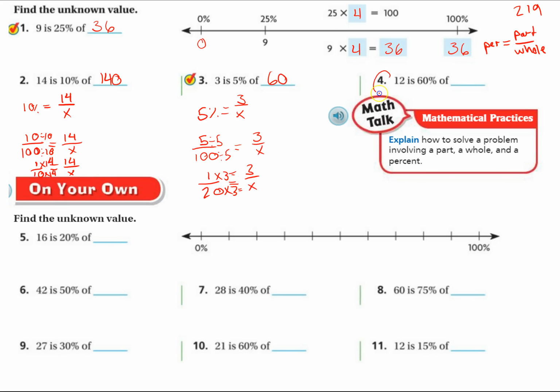Okay. I'm going to let you do number 4 on your own. Once you've done 4, double check. Raise your hand, ask a question, see if you've done it right, see if you've set it up correctly. Okay. Let's go down to number 5.